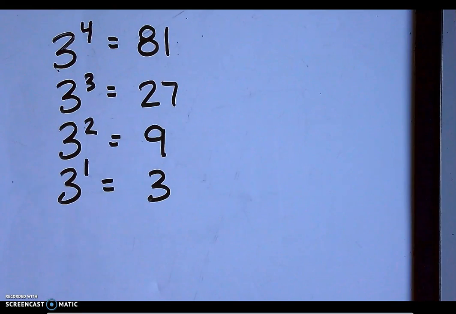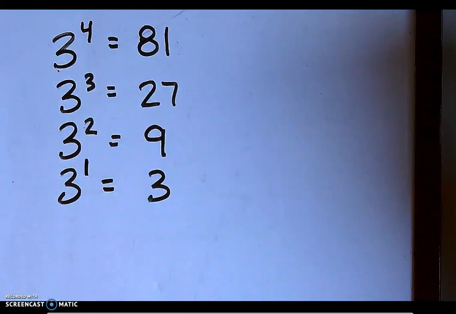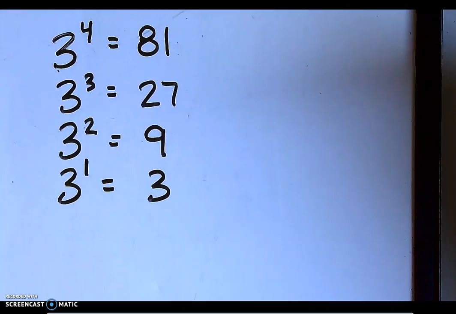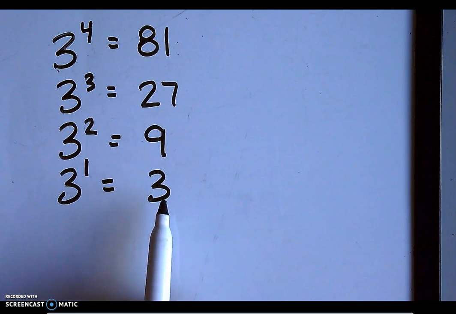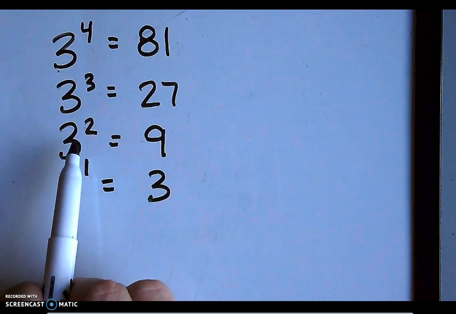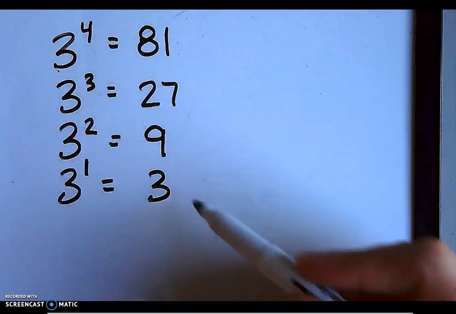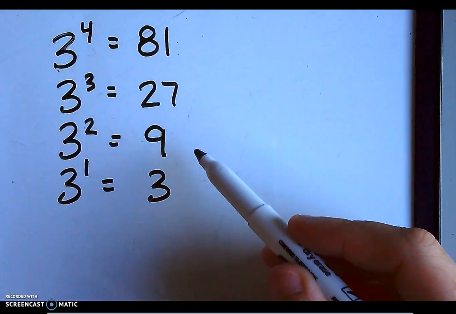In this next video, what I want to talk about now is when we have 0 and negative exponents. Now, before we get there, what I want to talk about are just some of the basics. We know that 3 to the first power is just 3. And every time that I increase my exponent by 1, that's really just like I'm multiplying times another 3.